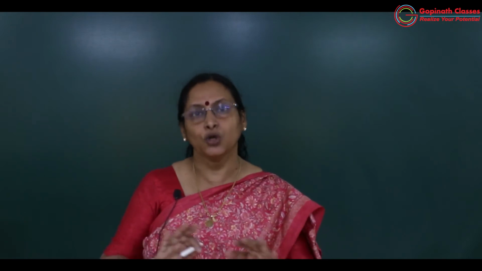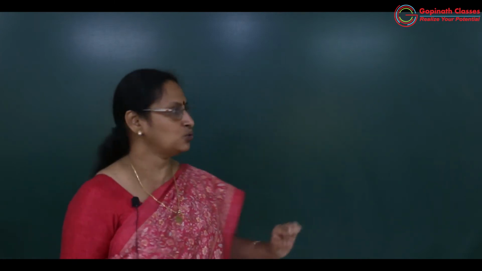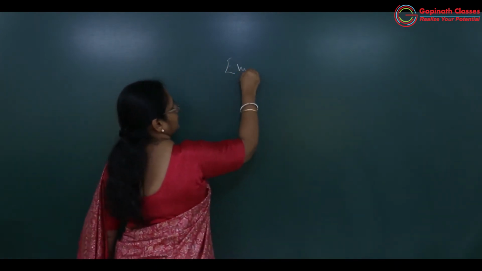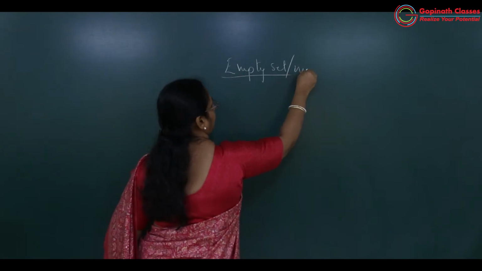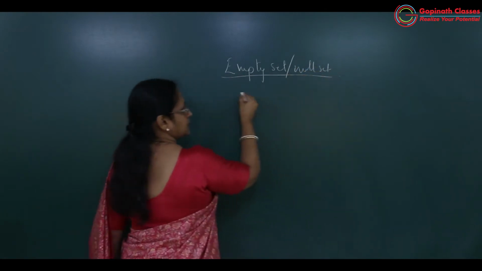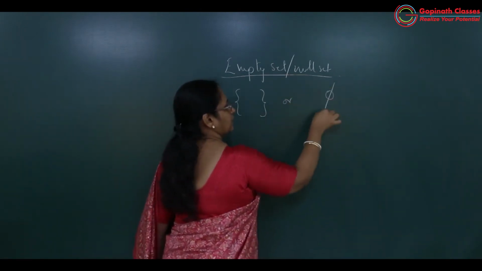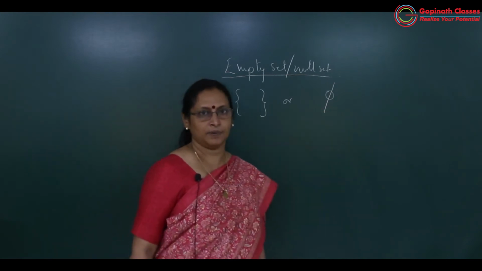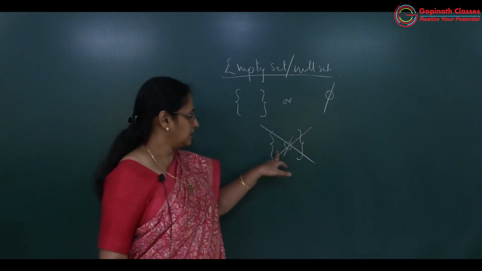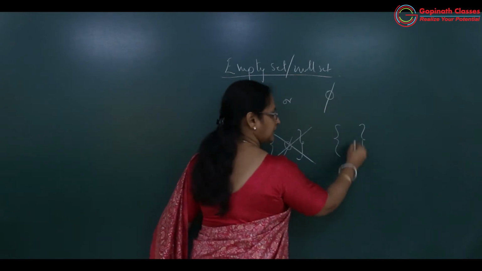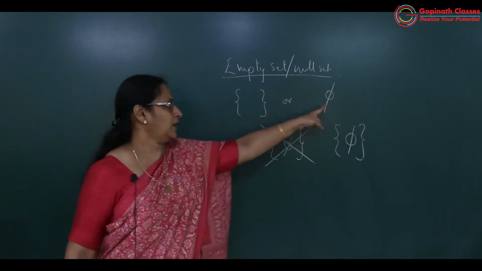An empty set contains no element. A set containing no element is known as an empty set. It can be represented in two ways: empty set or null set. This is also a representation of the null set, or another way is using phi. Never represent it like this. This is the wrong way, because this means it is a set containing one element, phi. So don't represent the null set like this. Use this way or this way.